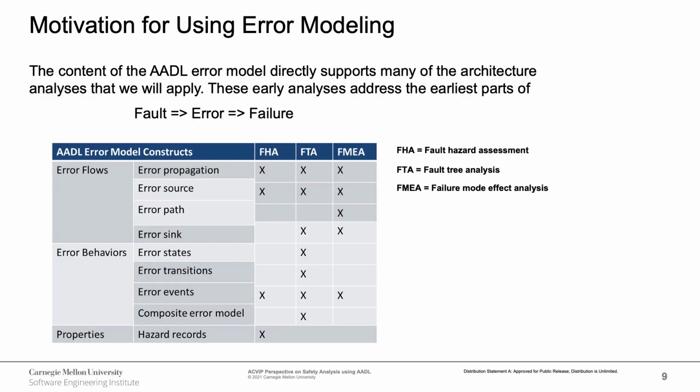The content of the AADL error model directly supports many of the architecture analyses that we will apply. These early analyses address the earliest parts of fault, error, and failure. FHA, Fault Hazard Assessment Analysis, focuses on what could go wrong in the system. Analysis collects the reference types from the error annex in each component and presents them in the table. The error annex has reference type hazard, which portrays how expensive this error is to the system.